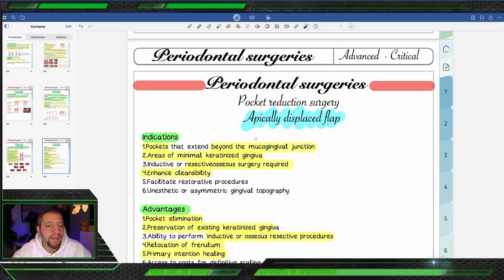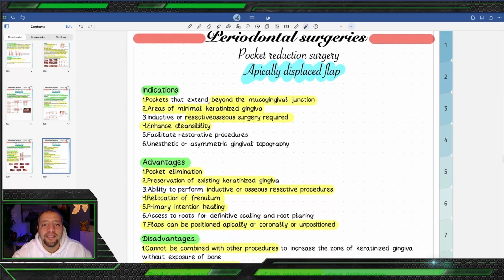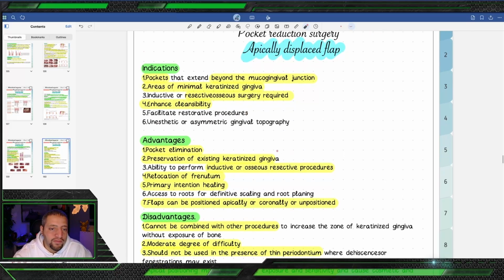What are the indications for the apically displaced flap? Pockets that extend beyond the mucogingival junction. So here we have no attached gingiva. If it extends beyond, there is no attached gingiva. Area of minimally keratinized gingiva. And the inductive or resective osseous surgery required, when we should have access to the bone to cut the bone. Enhanced cleanability, which is inducing recession, facilitating restorative procedures, and aesthetic or asymmetric gingival topography.